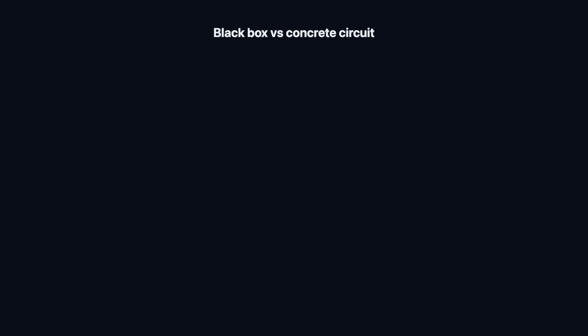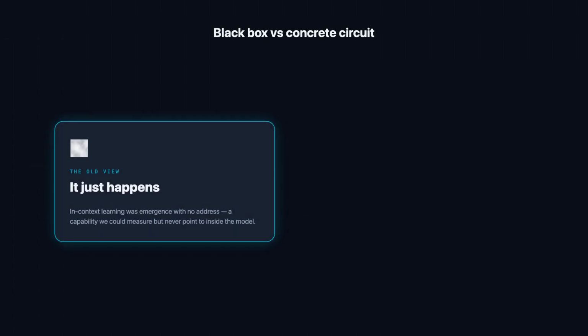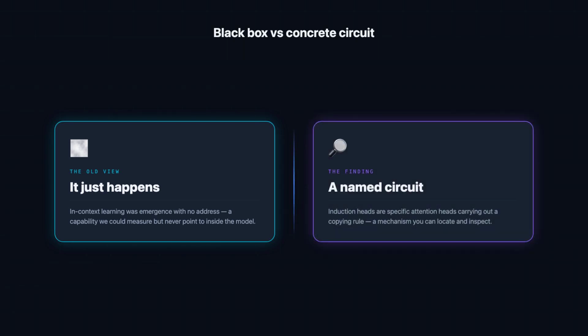Now, before we open it up, look at the shift in framing that makes this result matter. Before, the honest answer was basically a shrug. Models learn from context, we said, and somehow it just happens. It looked like emergence with no address, a capability we could measure but never point to inside the network. These heads change that. Induction heads are a concrete circuit we can actually name and locate: specific attention heads that carry out a simple copying rule. Instead of magic, you get a mechanism you can inspect, and that is a big deal for interpretability.